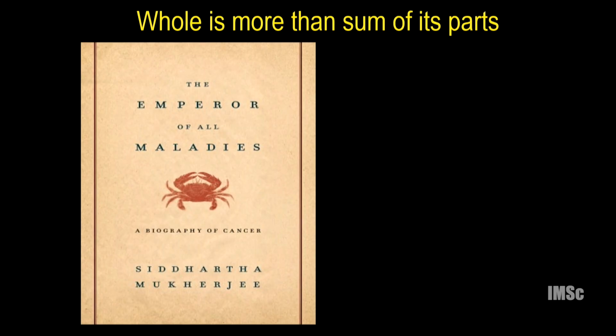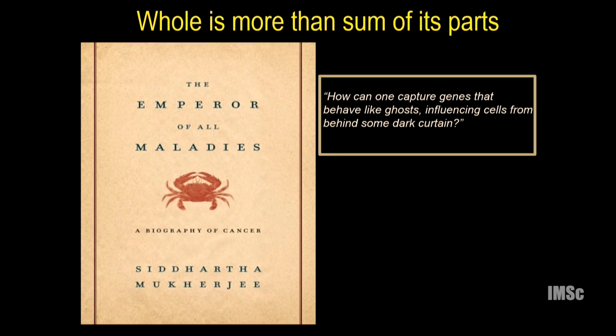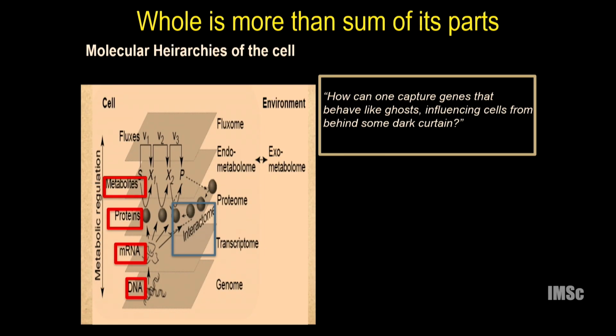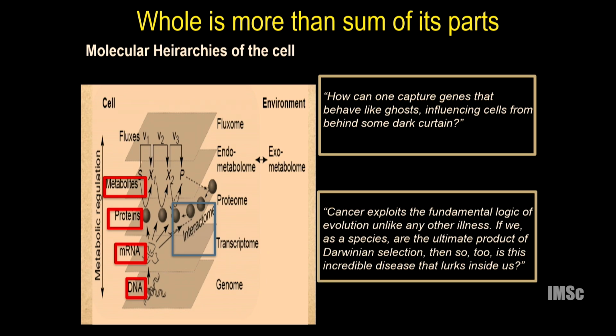So as I begin, let me draw your attention to this Pulitzer Prize-winning Cancer Whodunit by a very eminent clinician and scientist, Siddhartha Mukherjee. One of the quotes he has in his book is, how can one capture genes that behave like ghosts, influencing cells from behind some dark curtain? In my opinion, this quotation refers to, although we know that cancer is primarily a genetic disease, the downstream products, the different molecular hierarchies that exist in the cell that interact with each other and eventually make it very difficult to understand the emergent pathogenesis of cancer.